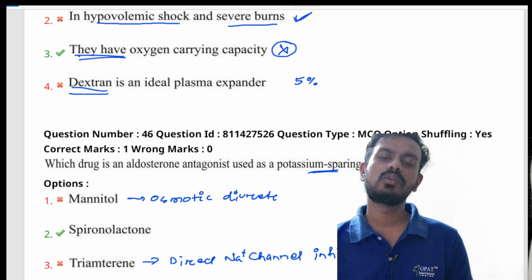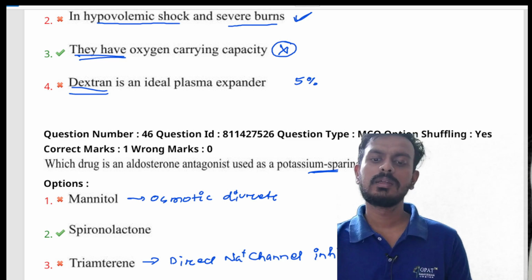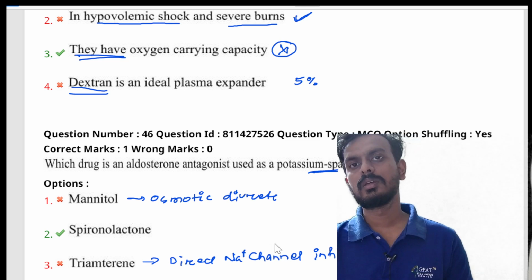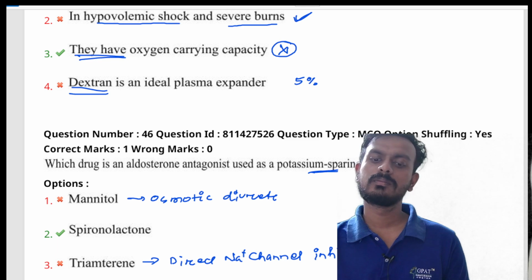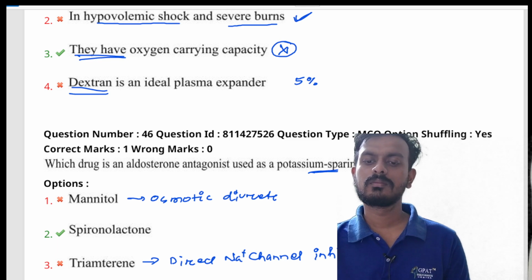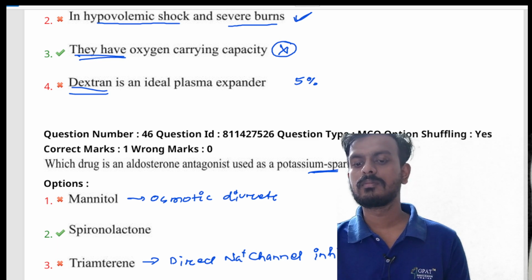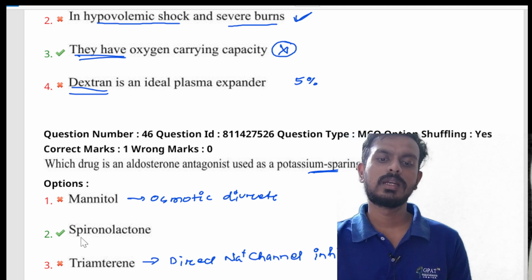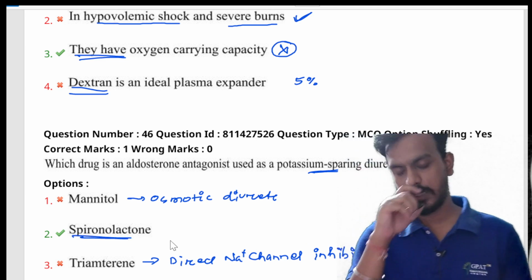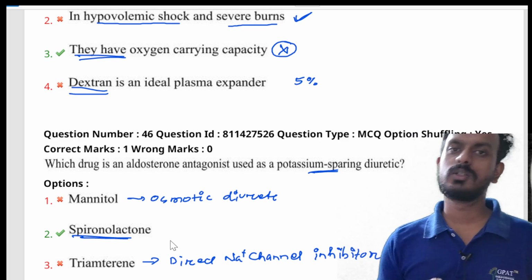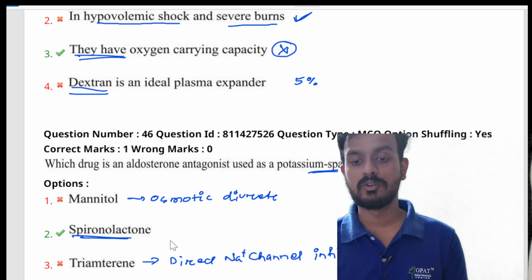Next one is hydrochlorothiazide. Hydrochlorothiazide is a thiazide diuretic. Okay, this spironolactone is basically what? This is a potassium sparing diuretic, having an antagonistic effect against aldosterone.